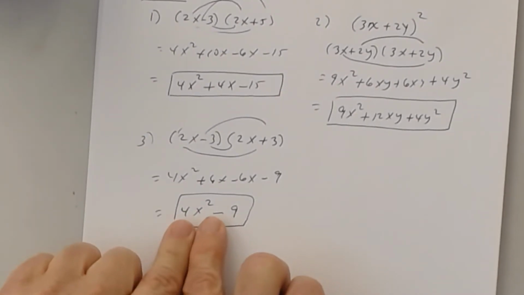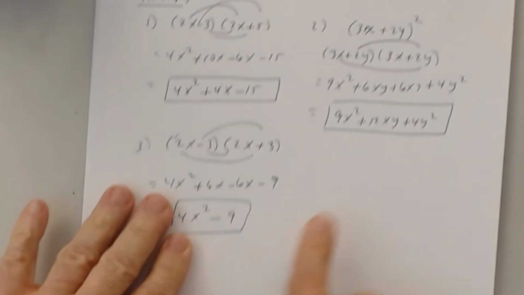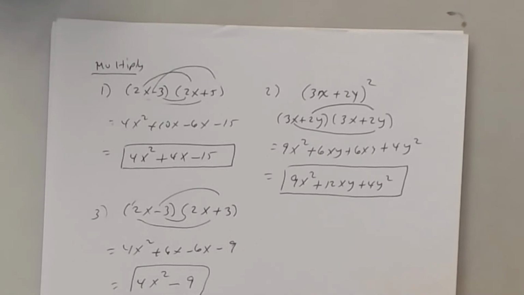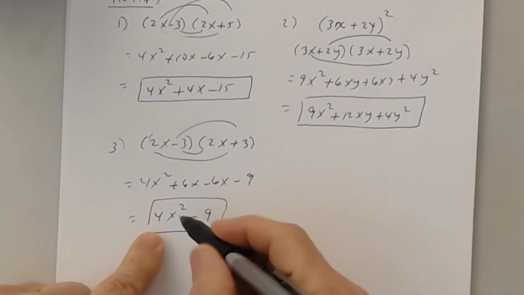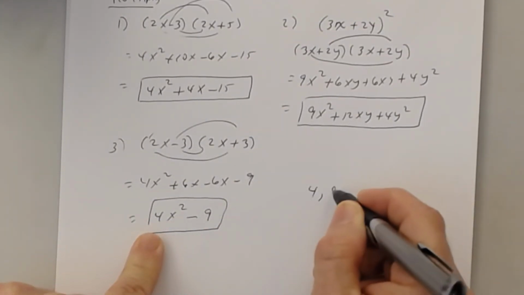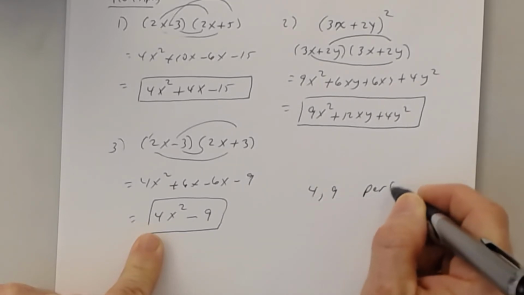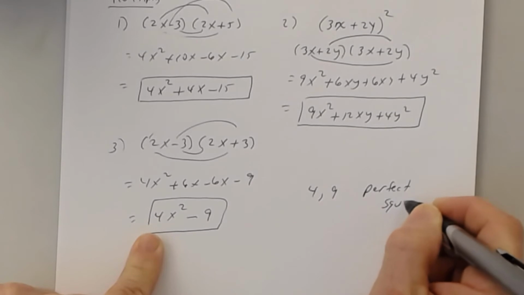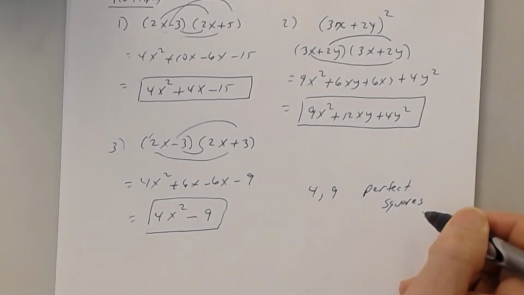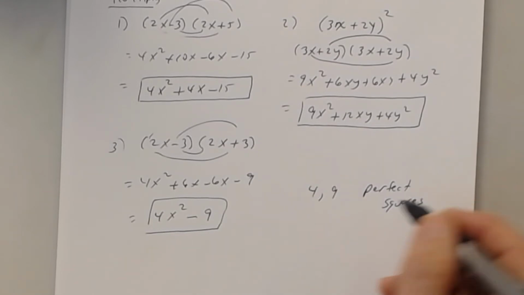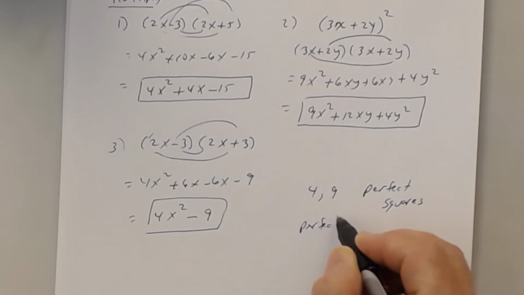But you see this right here? This binomial, we're going to talk about factoring. Remember how we factored the previous ones a while ago? You're going to factor these. I want you to notice that 4 and 9 are perfect squares. Now, in previous courses, you talked about perfect squares. Do you remember what perfect squares are? Okay, so let's talk about perfect squares.